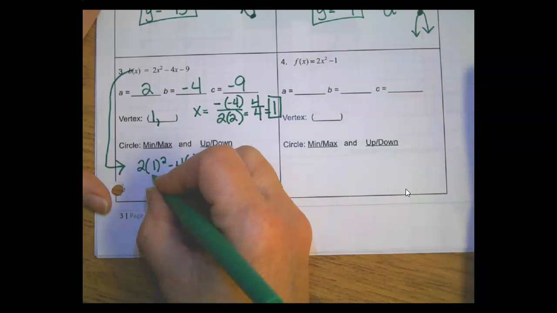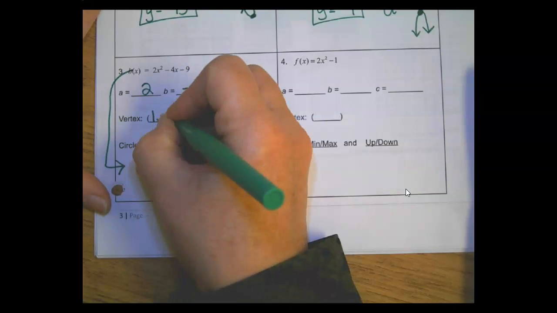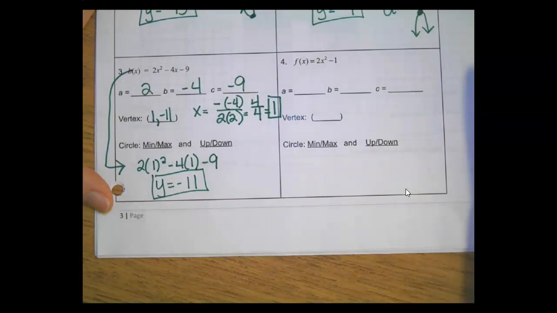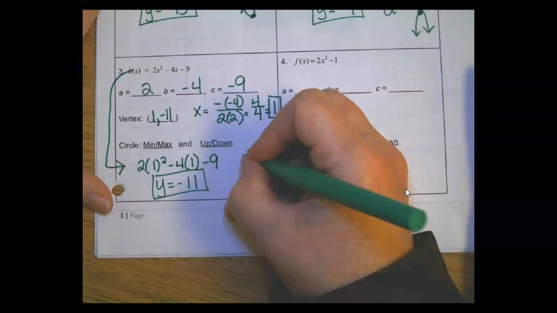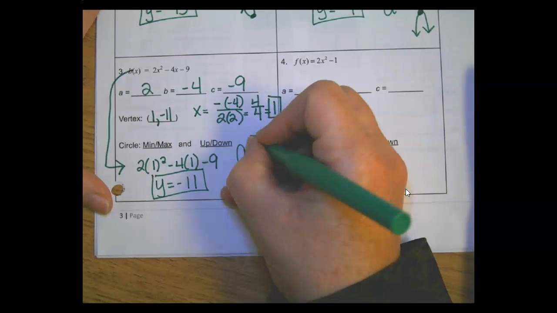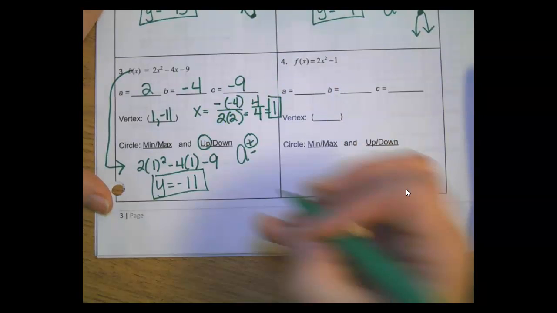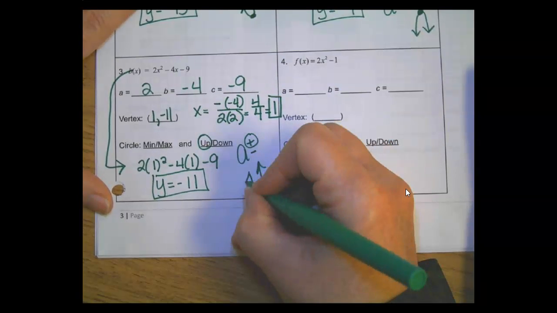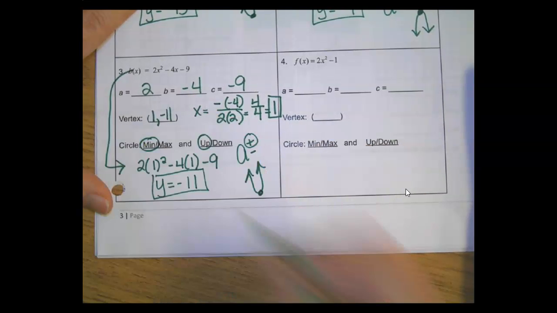So now I have my X and Y. That's that vertex. So, is my A positive or negative? My A is positive. That means it's going upwards. So if I draw a picture of it going upwards, I would know my vertex would be my minimum.